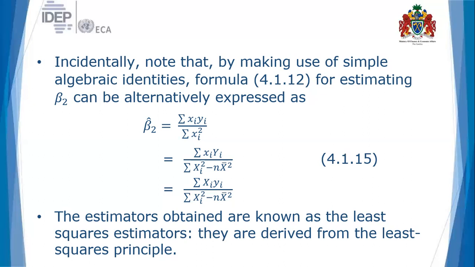Now the estimators obtained are known as least squares estimators, because they are derived from the least squares principle. So the values of beta hat 1 and beta hat 2 obtained through these processes are known as least squares estimators.